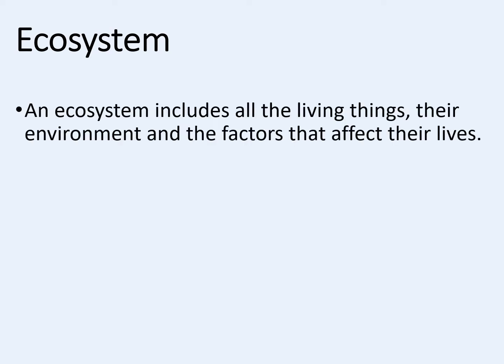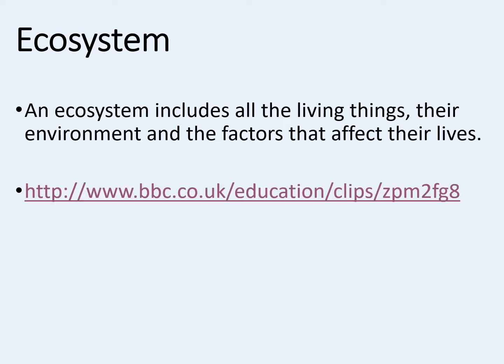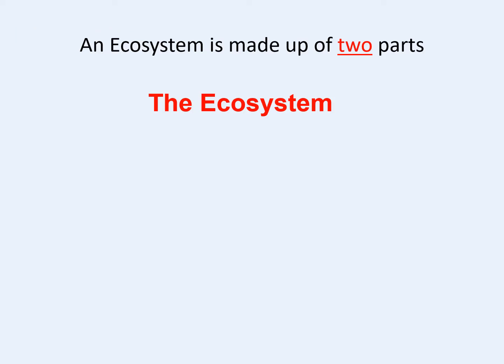We stated what an ecosystem was in the last video tutorial, so pause the video and see if you can write down its correct definition. So the answer is that ecosystems include all of the living things, their environment and the factors that affect their lives. Then you're going to watch this video below which describes ecosystems in more detail, so make sure you give it a watch. We have said that the ecosystem is made up of 2 parts, so can you pause the video and write down the 2 parts of an ecosystem?